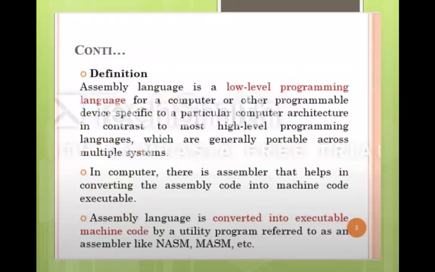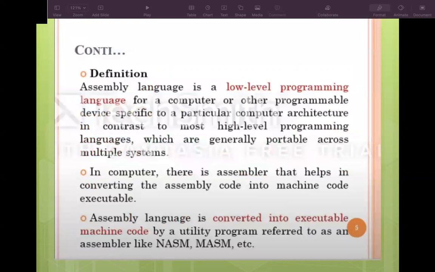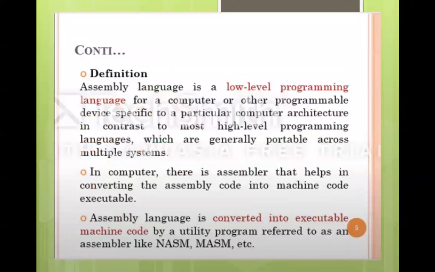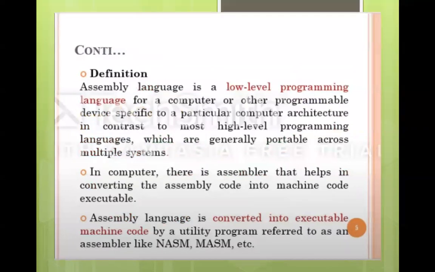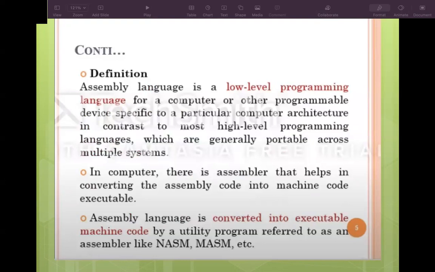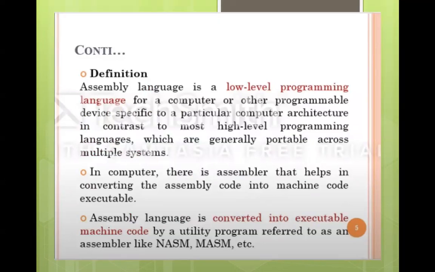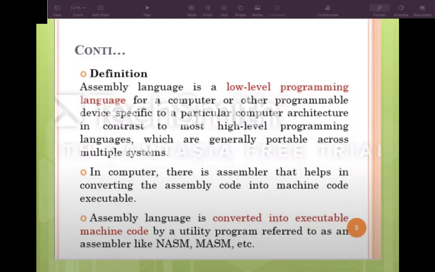Now it is the continuation of the introduction. Now we have some information about assembly language. Firstly, the definition of assembly language. Assembly language is a low-level programming language for a computer or other programmable device, specific to a particular computer architecture, in contrast to most high-level programming languages, which are generally portable across multiple systems. In a computer, there is an assembler that helps in converting the assembly code to executable machine code.